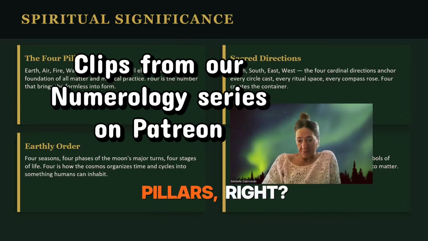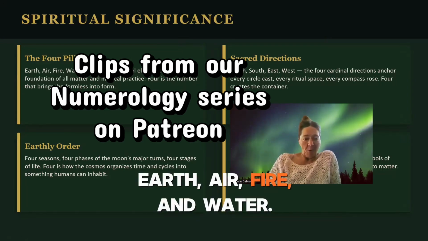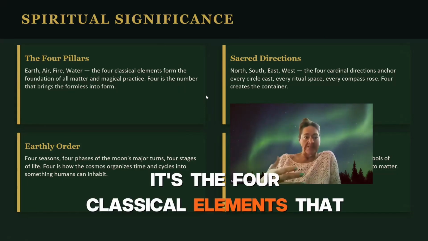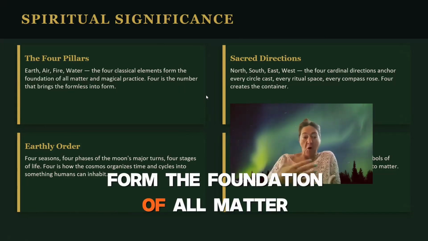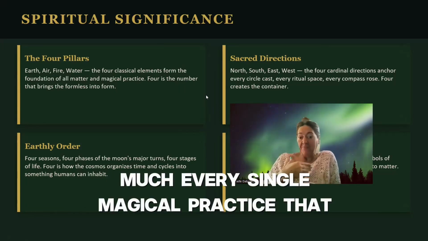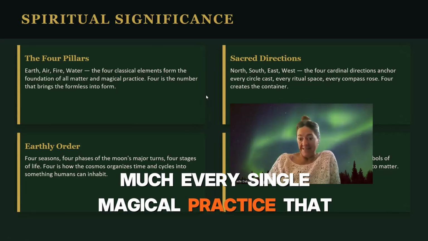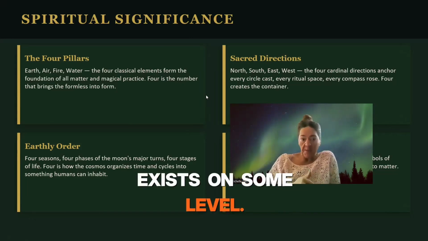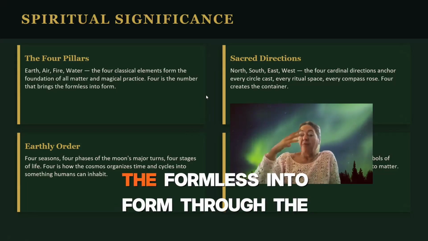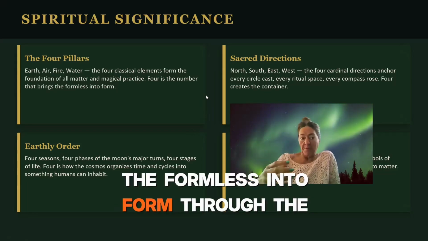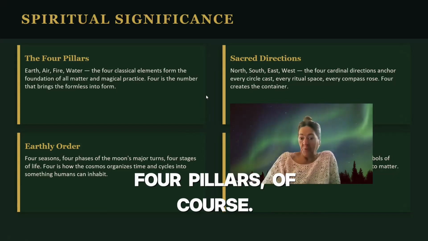So let's start with the four pillars, right? Earth, air, fire, and water. It's the four classical elements that form the foundation of all matter in pretty much every single magical practice that exists on some level. Four is the number that brings the formless into form through the four pillars, of course.